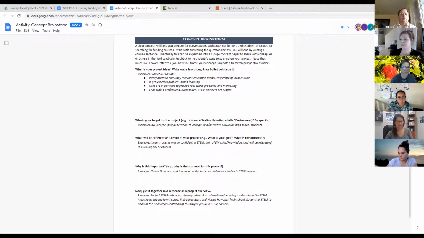So basically, a clear concept helps you talk about your idea with potential funders. It helps when you're searching for funding to narrow down where you're searching. Eventually, this would be developed into a one-page statement, so you can share it with program officers and other people to strengthen your project ideas. But right now, my thought is just a sentence. I think if you write it down, you can state your idea more clearly. So the first part is, what is your project idea? Write out a few thoughts or bullet points on it.